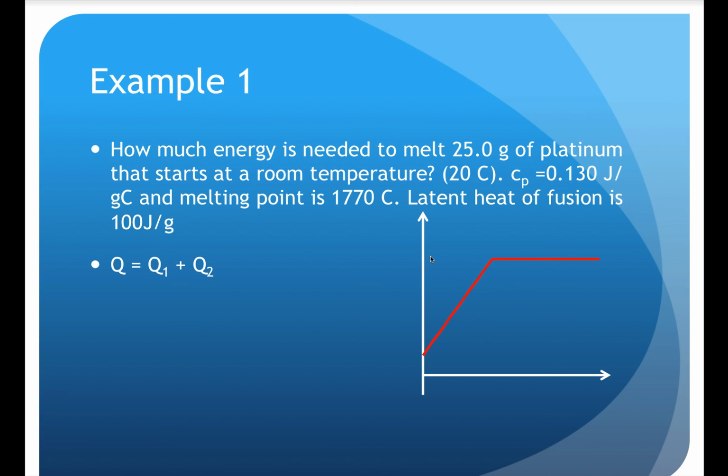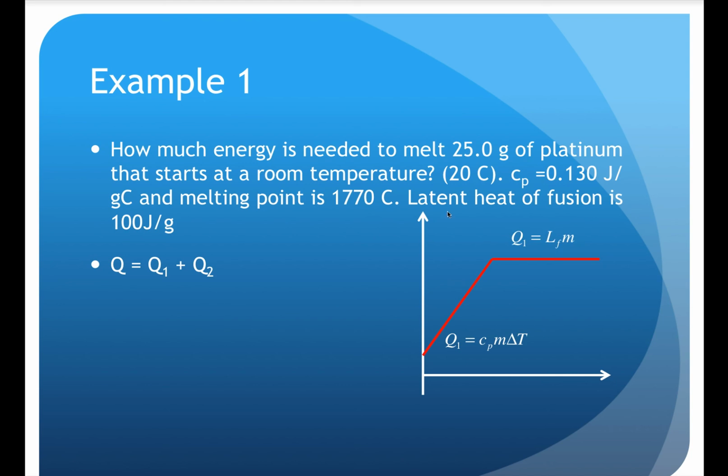And anyway, so when you're dealing with the change in temperature, the formula that you're going to be using is Cp delta T, which we've been using all this time. So 25 will be your mass, Cp is 0.13, and then change in temperature, I already said, is 1750.